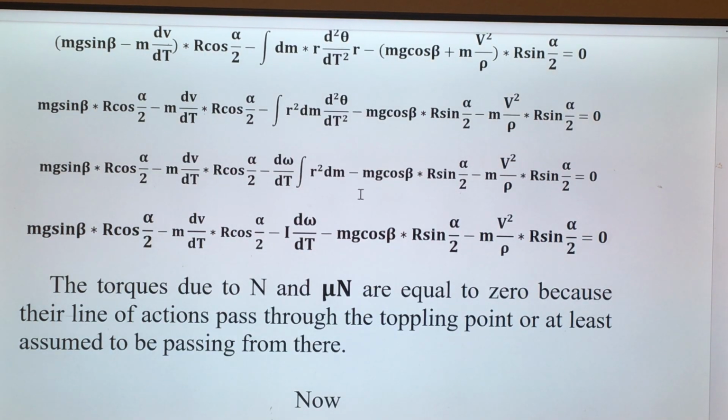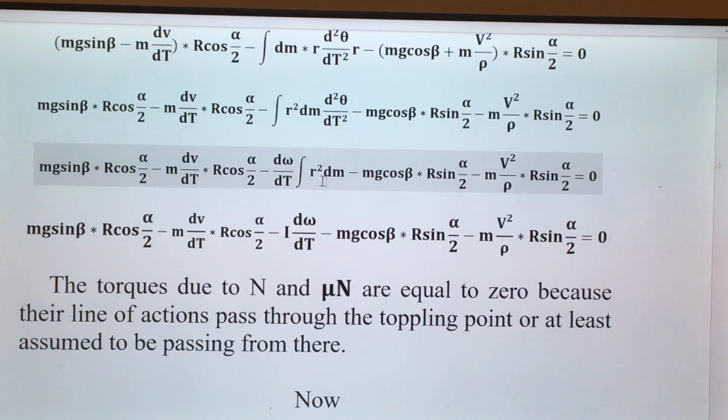R square dm, mg cos beta r sine alpha by 2 minus mv. Okay, this is easy, guys. So this is the moment of inertia. But here I would like to clarify that in Tahirian cosmology, this is not moment of inertia. This is the second moment of inertia. In gyroscopes, I will introduce you to the integral of RDM, which I have called the first moment of inertia. That's a different story. When we do gyroscopes, we'll discuss it, inshallah.